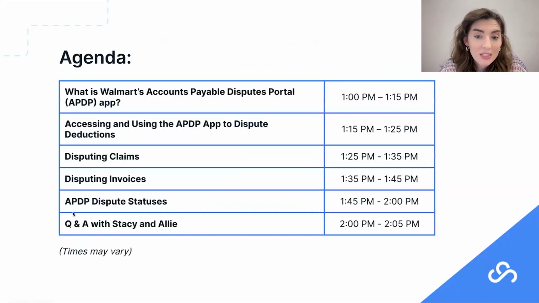We've got a packed agenda this afternoon. We're going to be talking about what Walmart's APDP, or Accounts Payable Dispute Portal, is, how you access APDP to dispute your deductions, and then how you dispute those claims as well as invoices, and decoding what those dispute statuses mean so you can better respond to your deduction claims. Then we'll end with a Q&A with Stacy and myself.